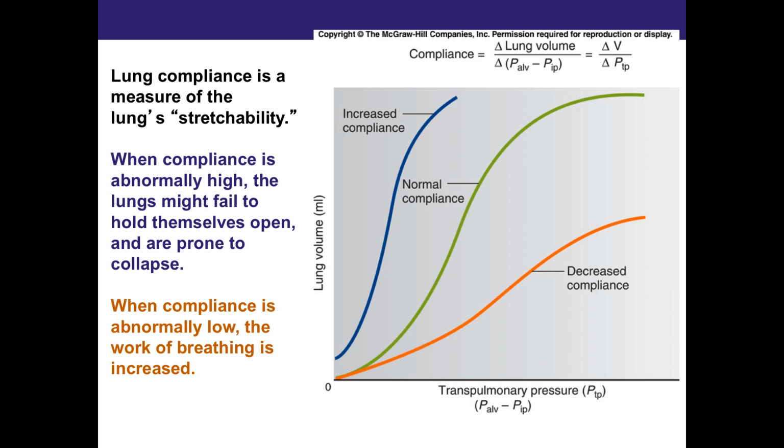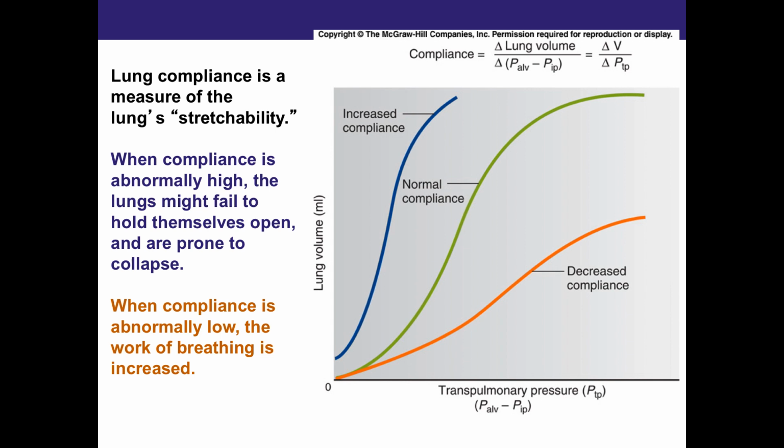The orange line is more in line with patients that have cystic fibrosis. Patients that have cystic fibrosis have a lot of scar tissue. It's very difficult for them to open up their lungs. They have to go to very extreme transpulmonary pressure to just make small changes in volume. So imagine that. You have to really work hard just to get those lungs open, to make tiny changes in volume.